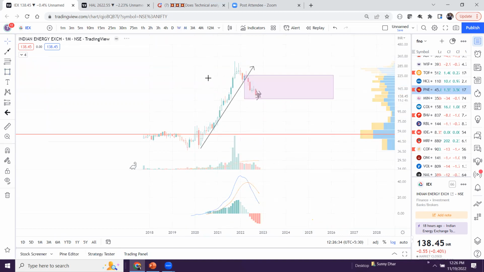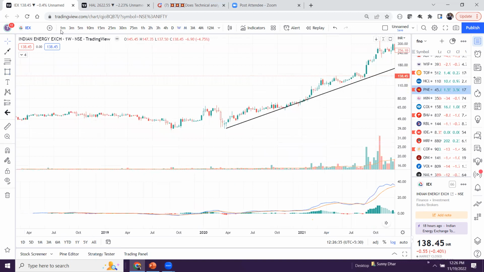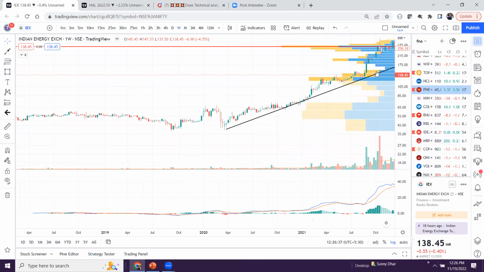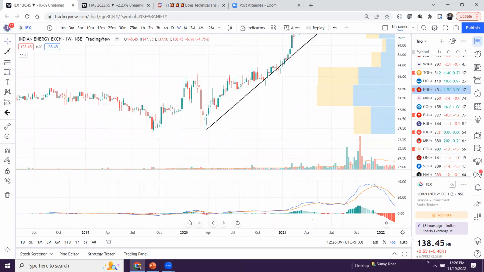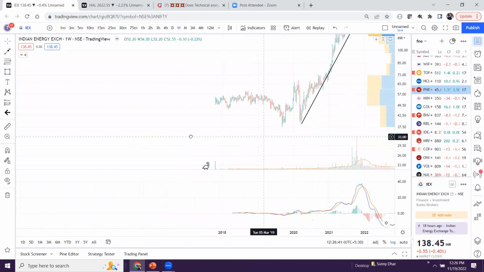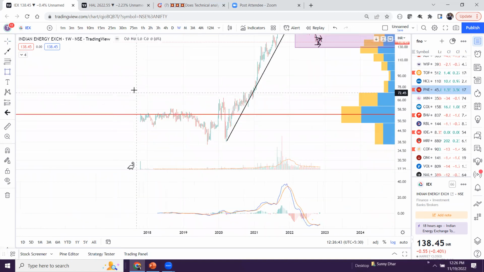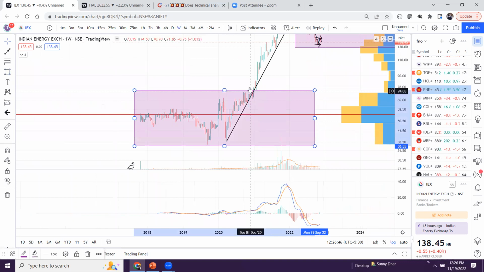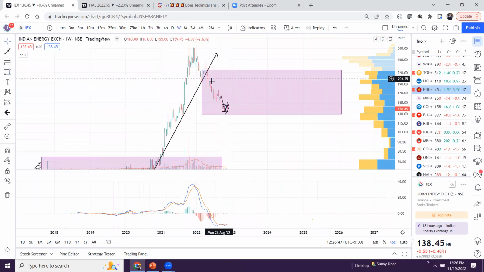And why was this move very fast? Because you can see this was coming after a very strong range breakout, and this is the best time to enter, but not this part.